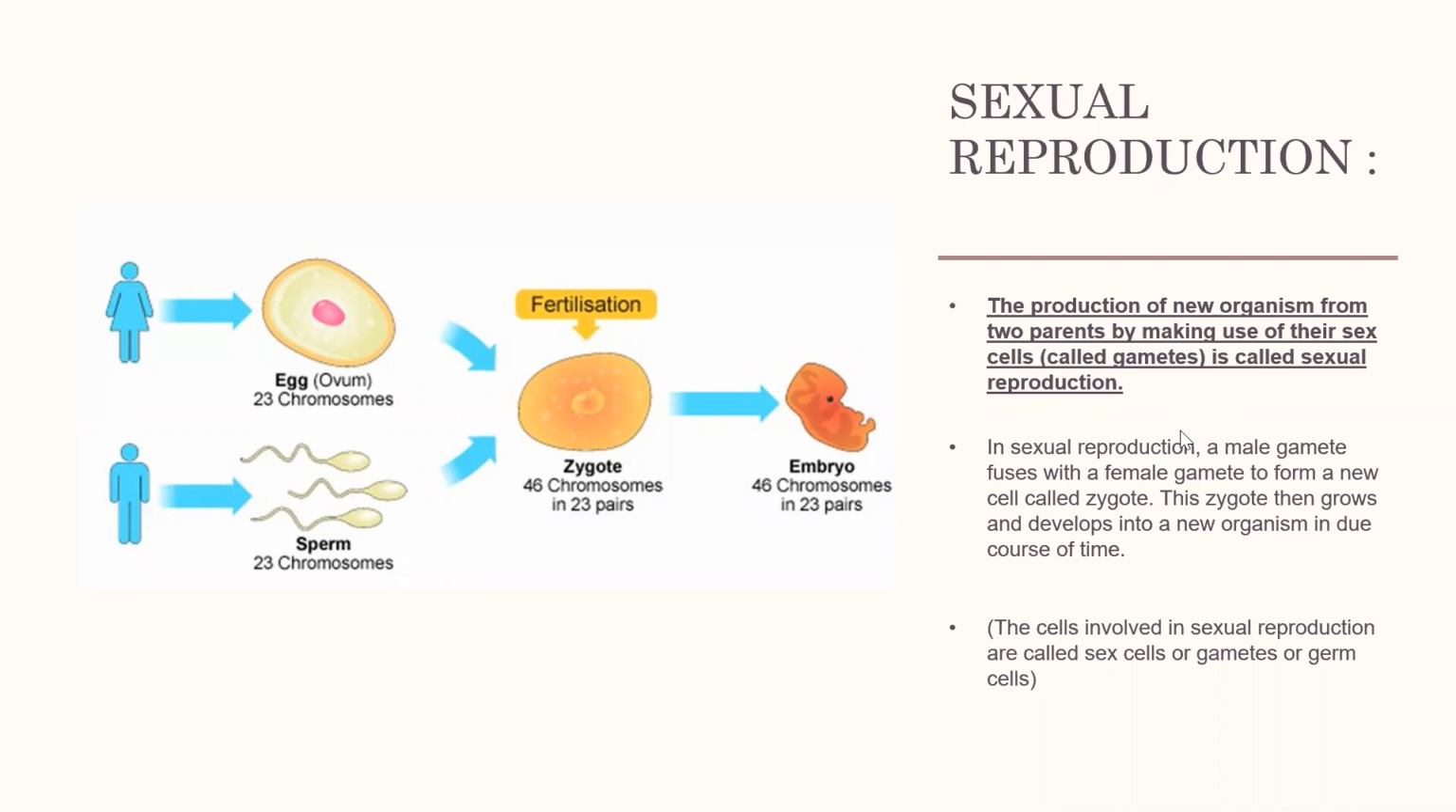Sexual reproduction. The production of a new organism from two parents by making use of their sex cells, that is known as gametes, is known as sexual reproduction. In sexual reproduction, a male gamete fuses with a female gamete to form a new cell, which is known as zygote. This zygote then grows and develops into a new organism in due course of time. The cells which are involved in sexual reproduction are called sex cells, gametes, or germ cells.